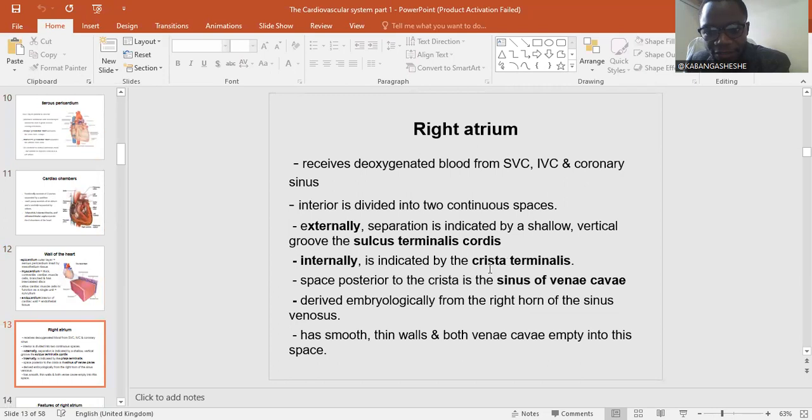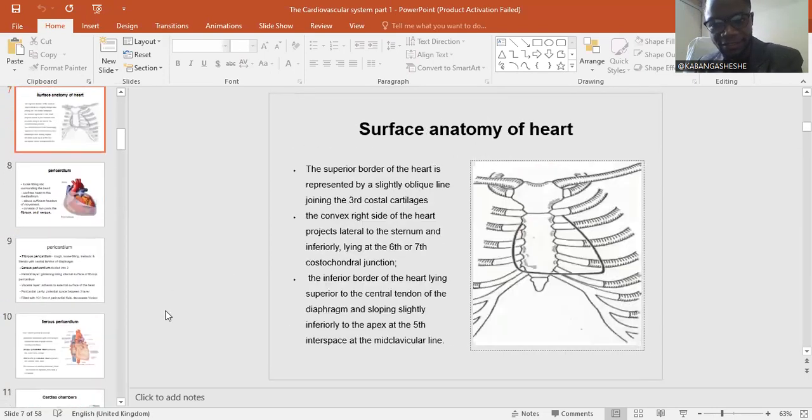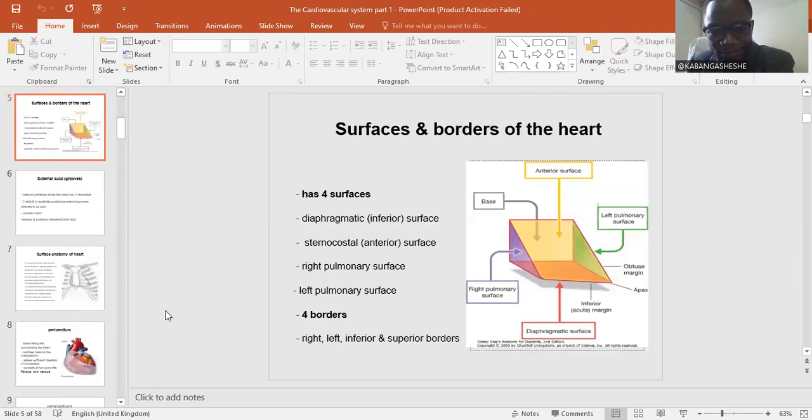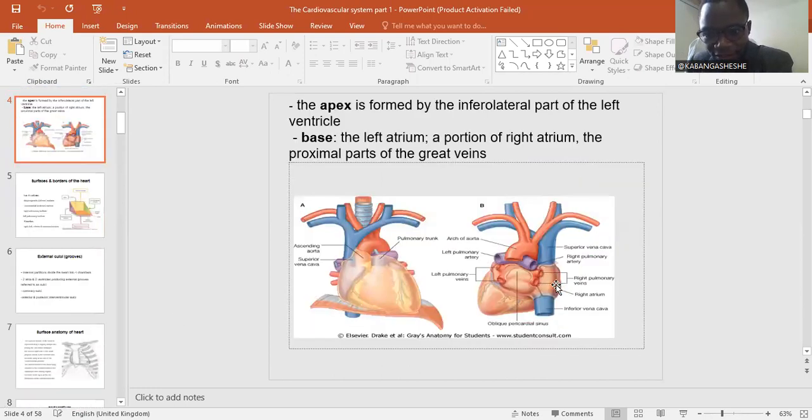Spelled like this, crista terminalis. Inside the heart, it is more like a septum, whereas outside it is a sulcus. So sulcus terminalis outside, and inside is crista terminalis. Now, what this does is that it separates the right atrium into 2 compartments. We have the posterior compartment here and the anterior compartment there.